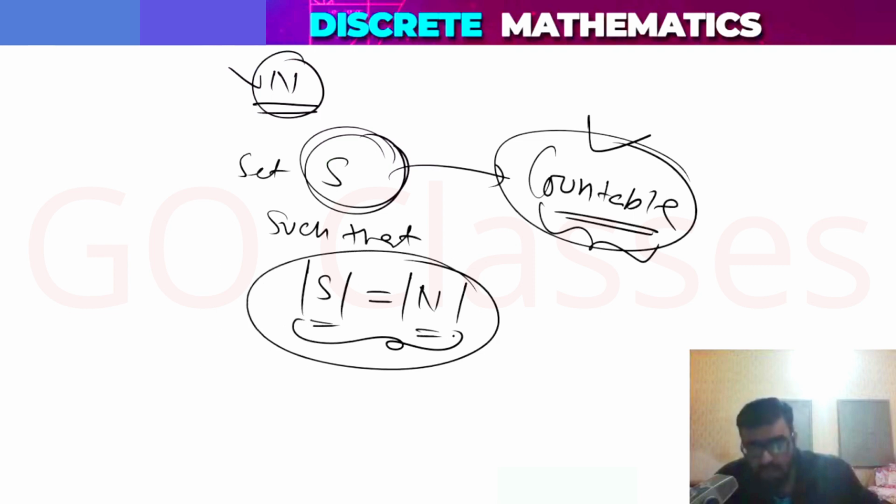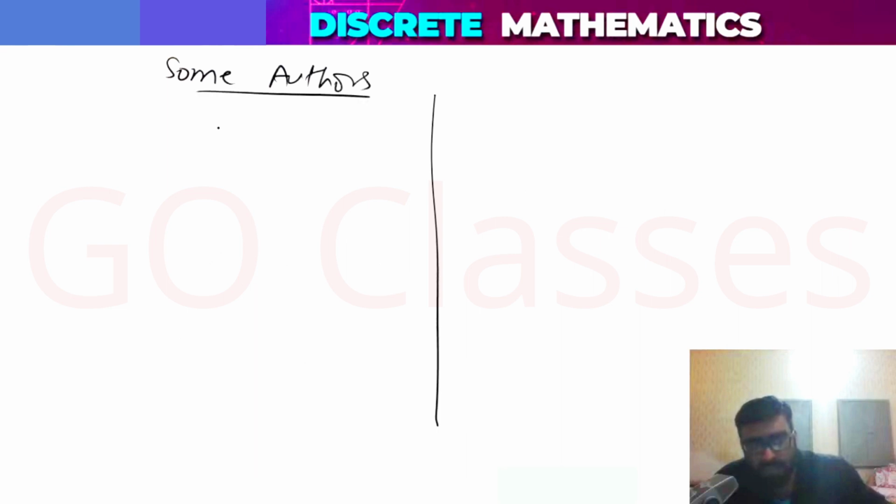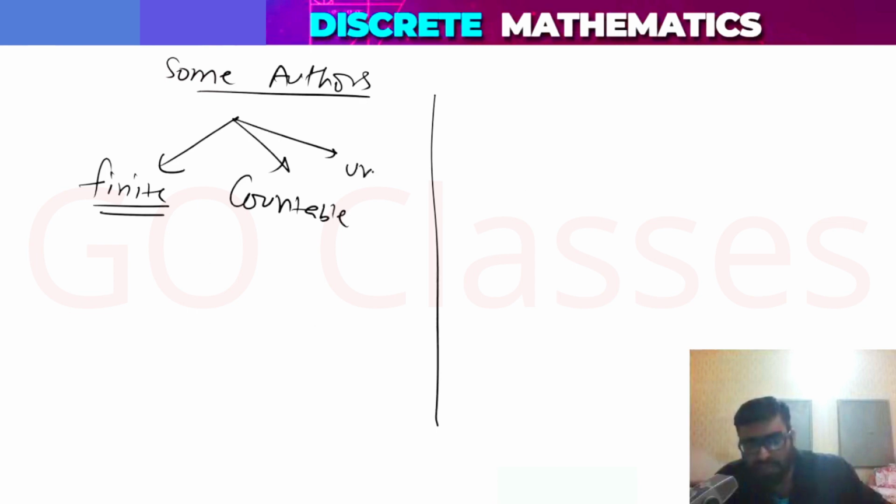Now one thing let me tell you, so that there is no confusion. Different authors define this word countable differently. Some authors will say that finite is different, countable is different, and uncountable is different. Basically, finite is not countable and countable is not finite. This is their classification.